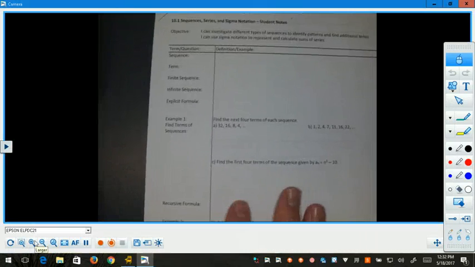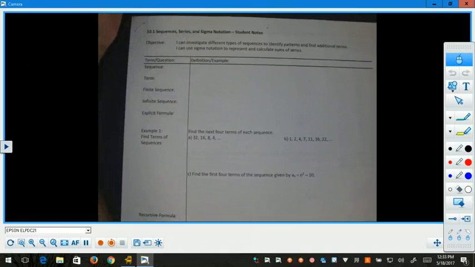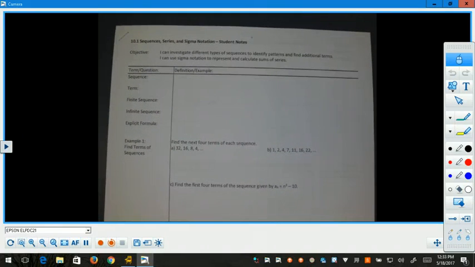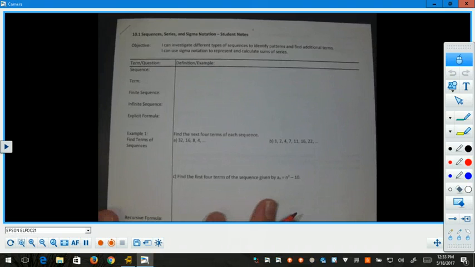We are for lesson 10.1, Sequences, Series, and Sigma Notation, Student Notes. The learning targets are that you are able to investigate different types of sequences to identify patterns and find additional terms, and that you can use sigma notation to represent and calculate sums of series.